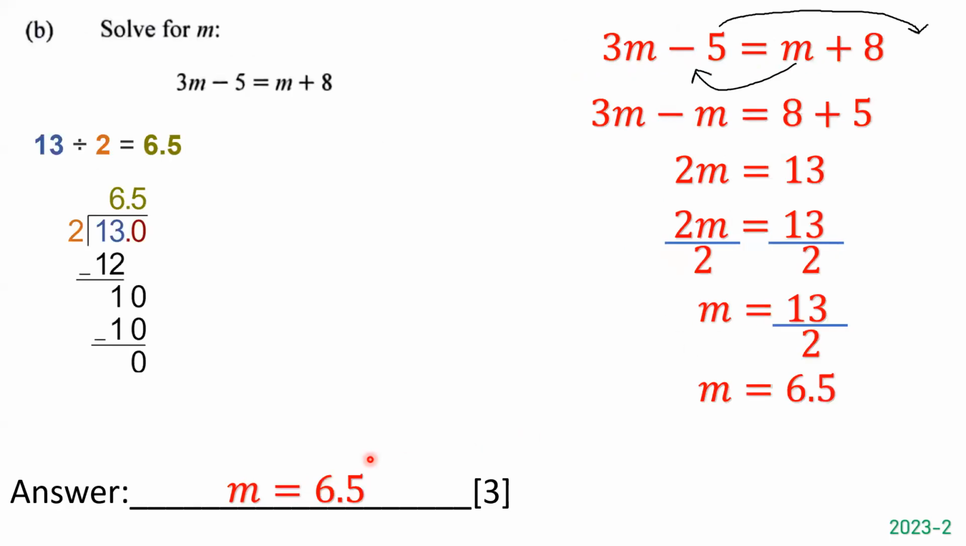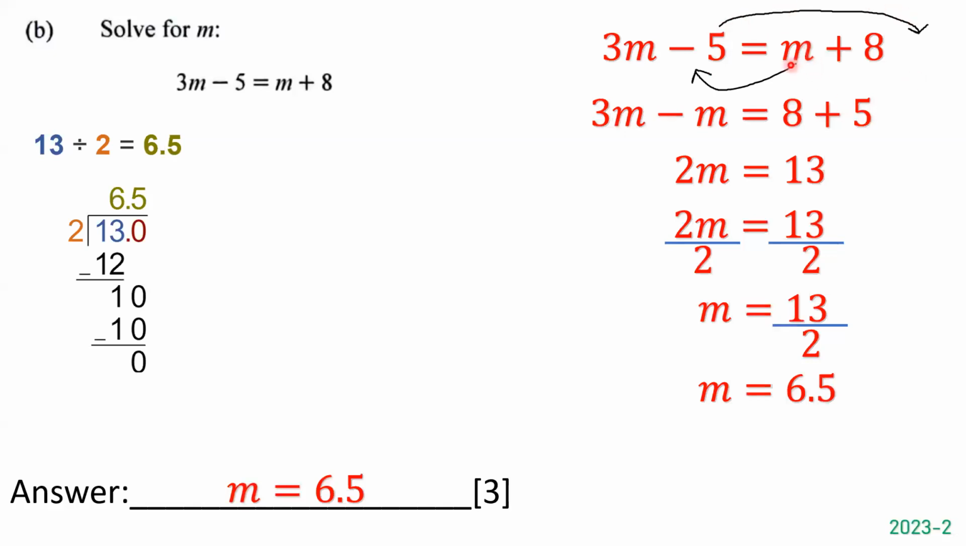Moving right along, we have a next question here. We have another linear equation. We have 3m minus 5 equals m plus 8. The idea is that we want all of the m's on one side and all of the numbers on the other side so that we can isolate m and just have m on one side and everything else on the other side. And so we're going to send the negative 5 over the equal sign. Notice that it was a negative 5. And when we send it over the equal sign, it becomes a positive 5.